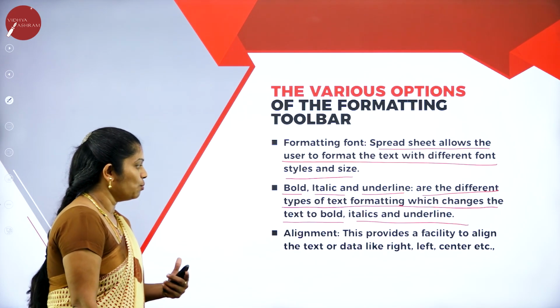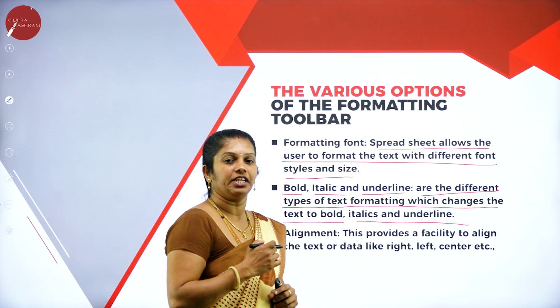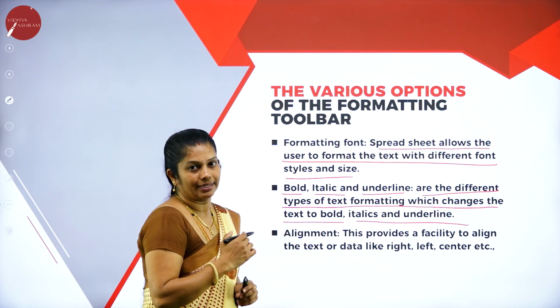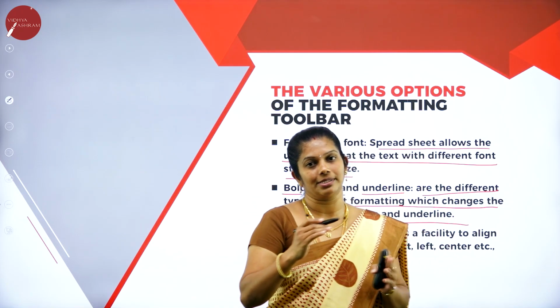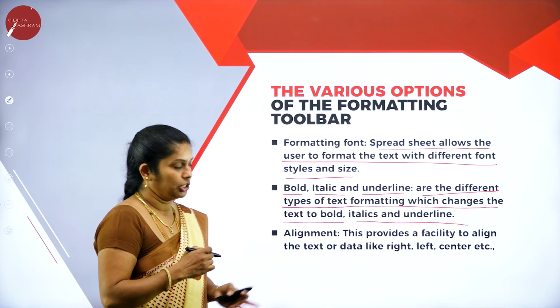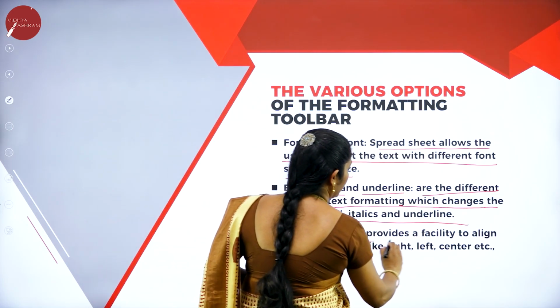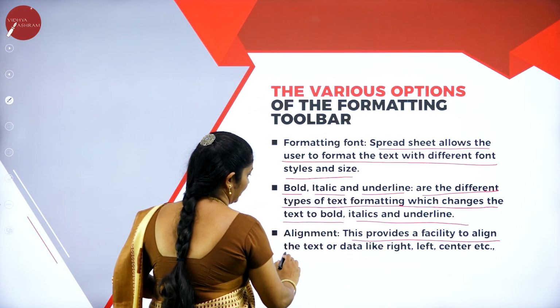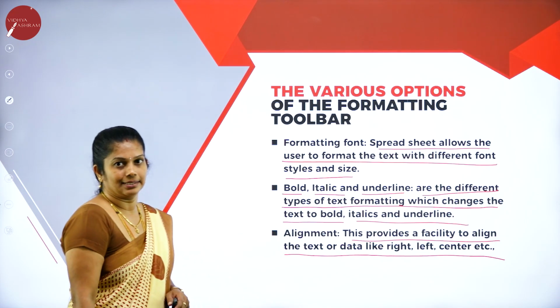And here, we can align the text also. In the previous experiment you studied how to align the text. It means that if you want, you can display the text on the right side, left side or center, wherever you want. There you can insert and perform the operation. That is, we can perform alignment. This provides a facility to align the text or data like right, left or center, etc.